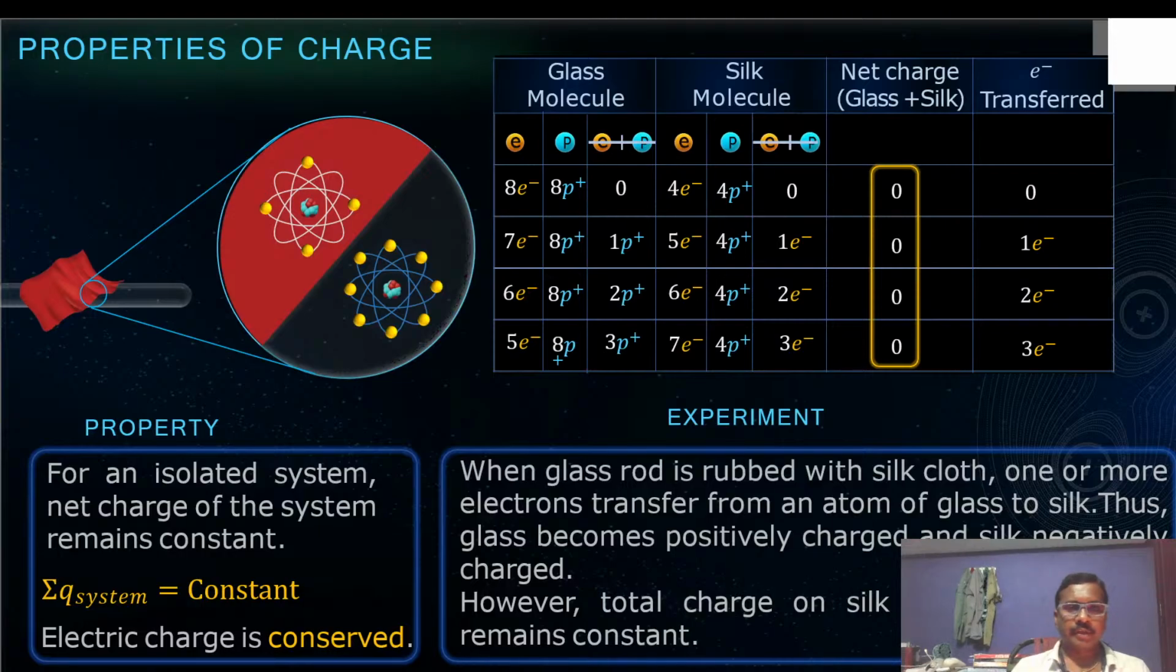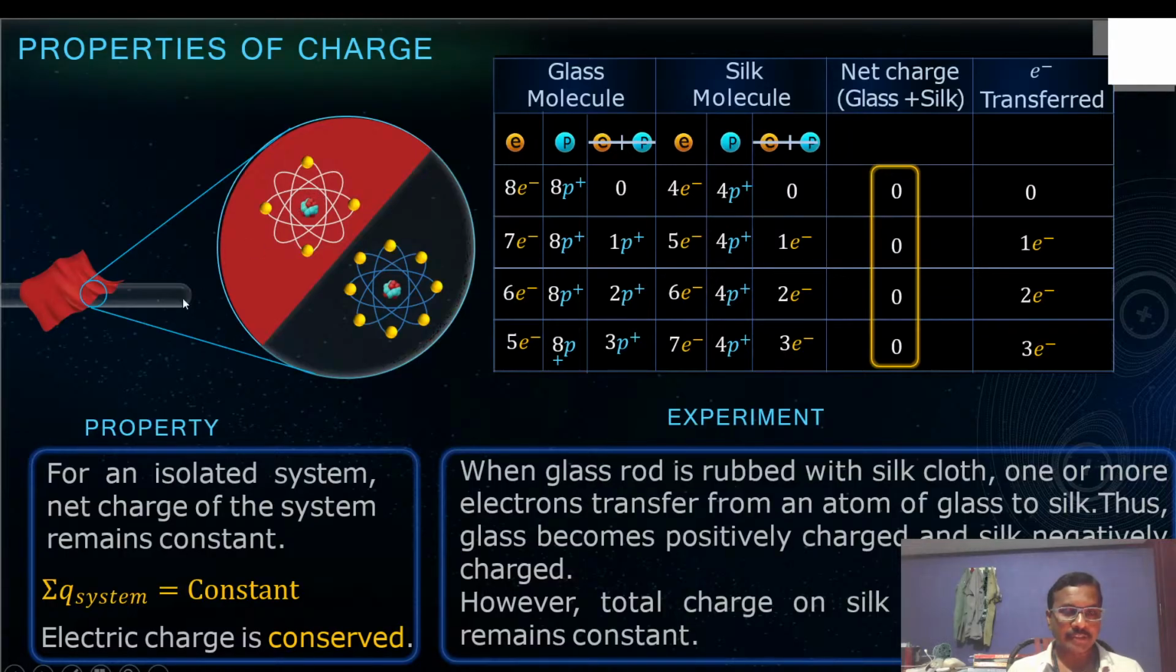Okay, so let us see. This is properties of charges. So this is the glass rod. This is silk cloth. These two are rubbing here. So the glass rod consists of, this is the atomic structure inside the atom.